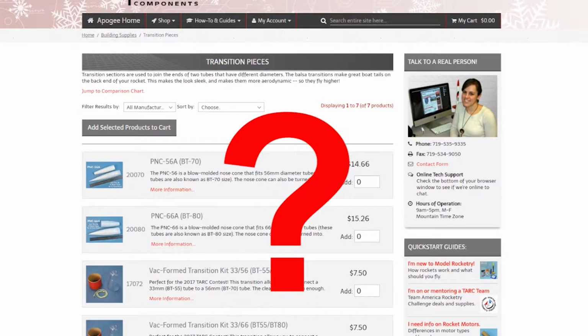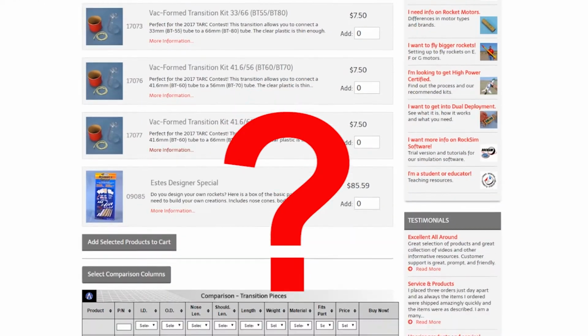This year, for the TARC challenge, we had to create a transition cone so that one of the larger body tubes could connect to a smaller body tube and it would fit together. So we had to engineer it ourselves because we couldn't find one specific to our exact body tubes online. So what we did is we designed one ourselves and we 3D printed it so that it would be designed to our own specific circumstances.